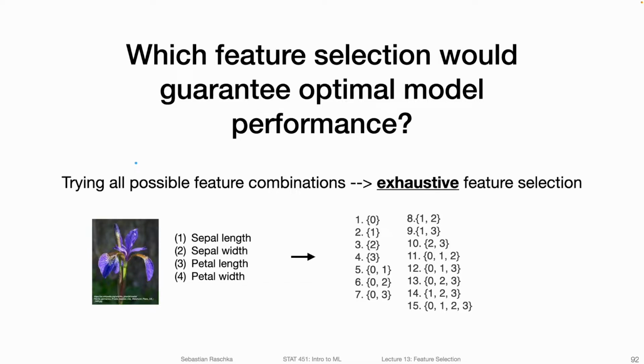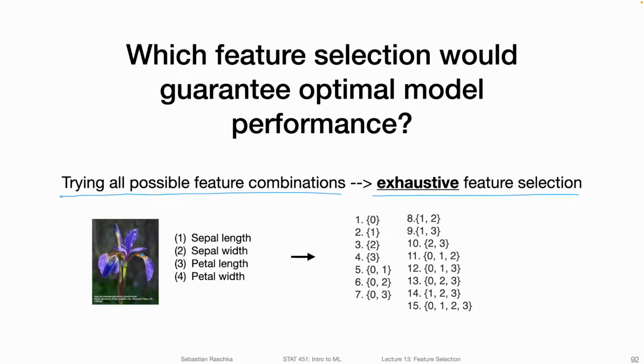After thinking about this for a little bit and coming up with interesting ideas and solutions, let me share my solution with you. Actually, the answer here is quite simple. The approach to finding an optimal feature subset that guarantees optimal model performance is really just trying out all possible feature combinations. And we will call that an exhaustive feature selection approach.